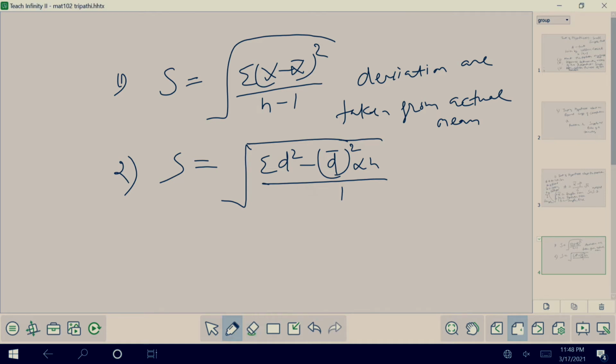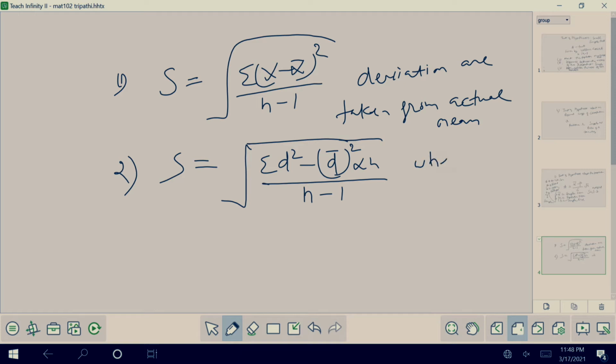Divided by n minus 1. This is the second formula, and when our actual mean is in fraction, we have to use this formula. This formula is where deviations are taken from the assumed mean.